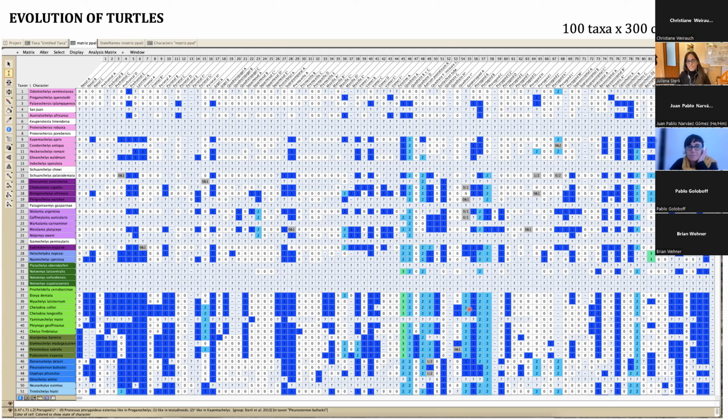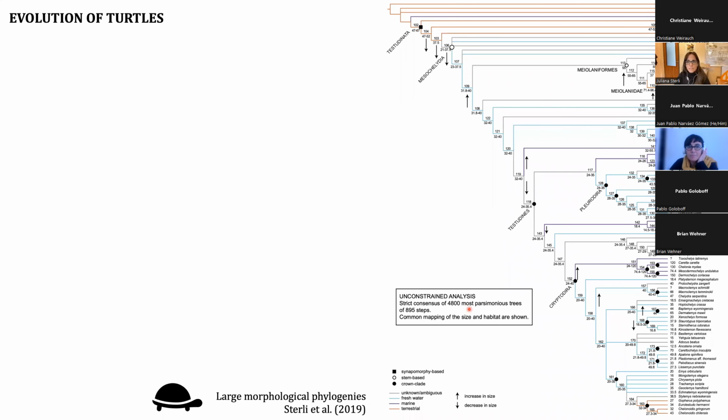In the last 15 years, we have a global matrix about the evolution of turtles. This global matrix is mainly morphological, and it was started by Walter Joyce in 2007. And since then, we have been working on this matrix, adding new characters, new taxa, and nowadays we have around 100 taxa and 300 characters. When we analyze this matrix using cladistics, we might have this as a result.